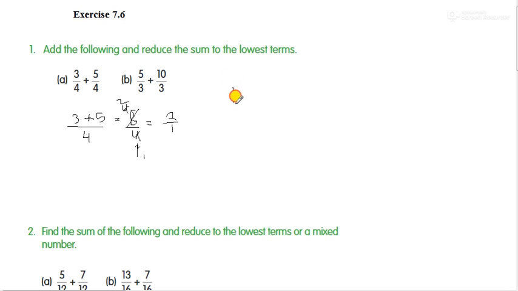So B bit is 5 by 3 and 10 by 3. So 3 is the LCM. So 5 plus 10 equals 15 by 3. 3 1s are 3, 3 5s are 15. Yeah, 5 by 1 is the answer.